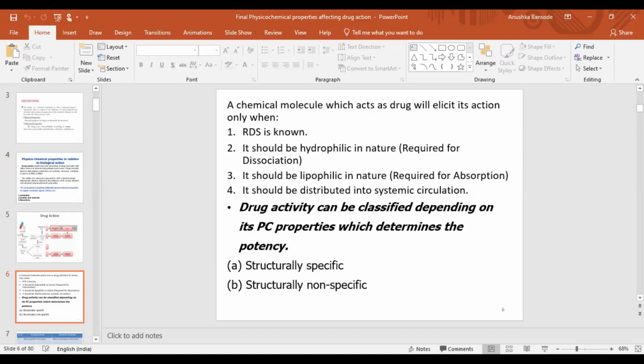Now, drug activity can be classified depending on its physicochemical properties, which determine its potency. So we will classify drugs into two main classes here.